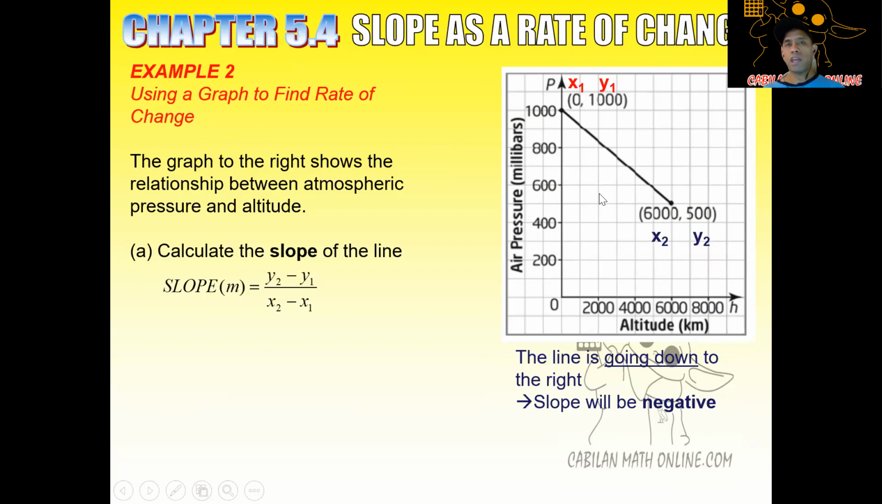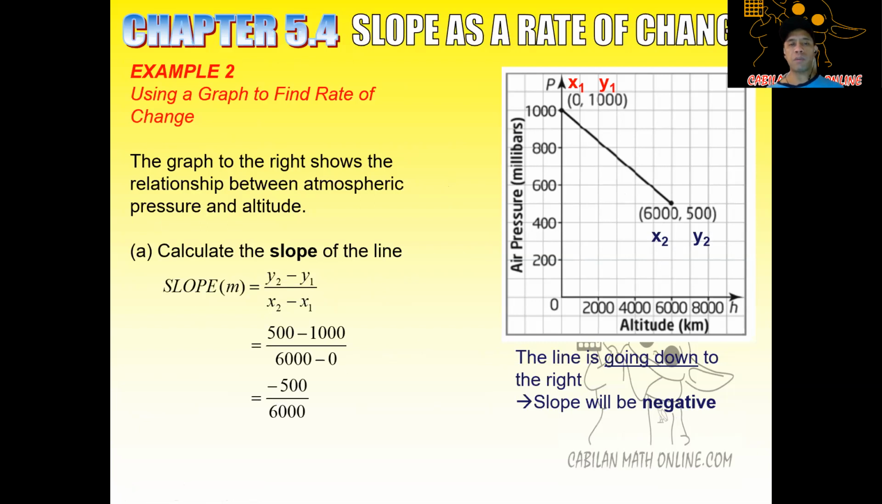Now, it is very important that you're labeling the points accordingly, because it helps you see where the numbers need to go in this fancy formula. So if you take a look at y2 minus y1, what we have there will be 500 minus 1,000. And then for x2 minus x1, we have 6,000 minus 0. Now, as a quick mental note, any line that's going down to the right is always going to be negative. So you can see that once we put these numbers in and simplify, guess what? Notice we already have our negative slope there.